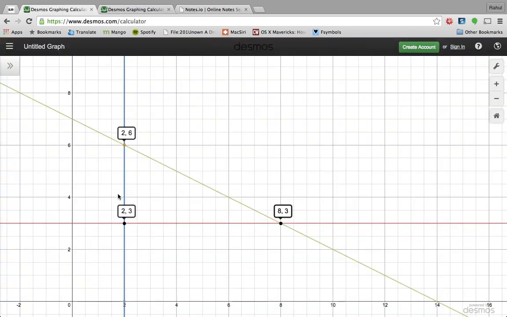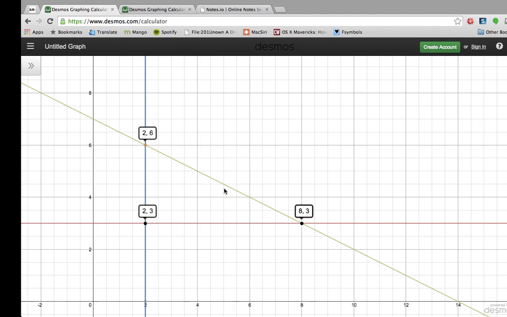Therefore, if this side is A, this side is B, and this side is C, we just use the distance formula to calculate the distance between these 2 points, which is 6. We use the distance formula's y portion to calculate the length of A, which is the distance between these 2 points. So now you know how the distance formula is derived from the Pythagorean theorem.